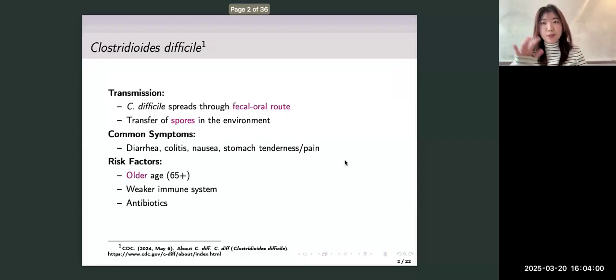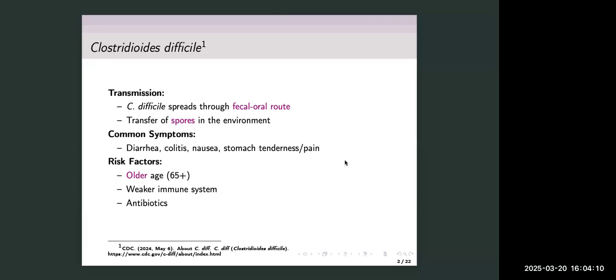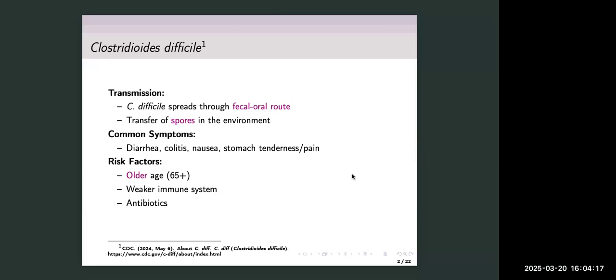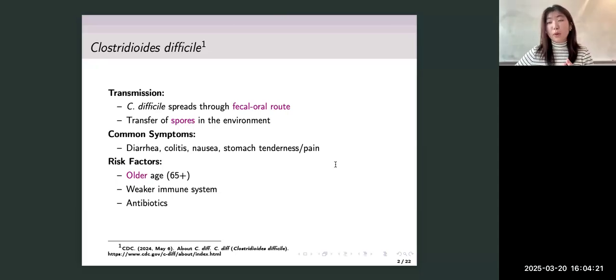Before I go into the model itself, I want to provide a bit of background on what the bacteria is. Clostridioides difficile is quite a mouthful, so I'll just be referring to it as C. diff from now on. It mainly spreads through the fecal-oral route, and it mainly transfers through spores. An individual who has been infected by the bacteria may leave some spores on a surface, and then another individual may pick them up. Once it's ingested, it becomes active in your gut again.